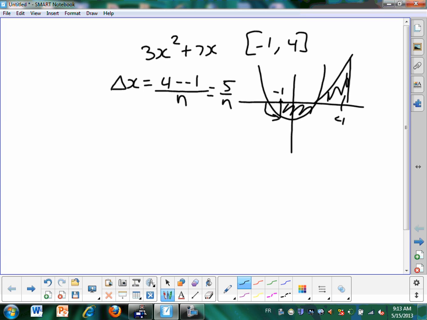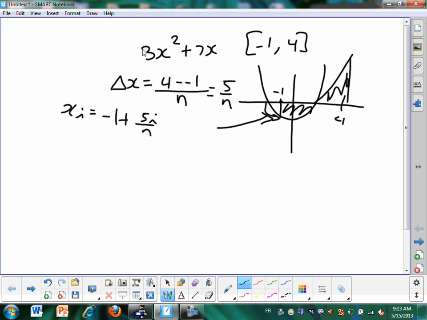Excellent. Now I need a representation for xi. Since I'm going to use right-hand rectangles, I'm going to start with my first left endpoint, and I'm going to add the width to find the first piece.